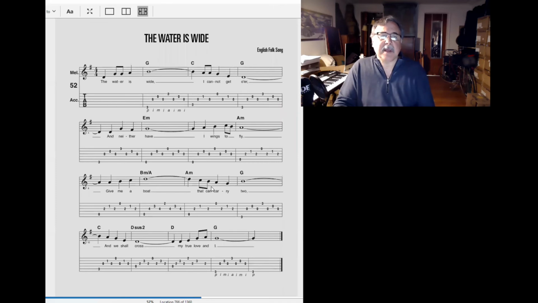Here we go. Now, take a look at these chords. G, C, these are root position chords. E minor, root position. Now, look at this. This is a B minor over A. It says B minor / A.